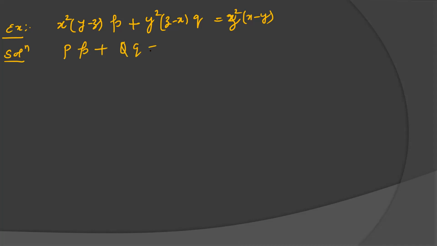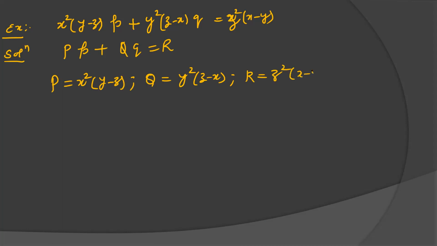x square (y minus z) into small p plus y square (z minus x) into small q equal to z square (x minus y). I'm giving this, this is a very important example and I'm going to solve it also. Compare with capital P p plus capital Q q equal to capital R. So capital P is x square (y minus z). Capital Q is y square (z minus x). Capital R is z square (x minus y).